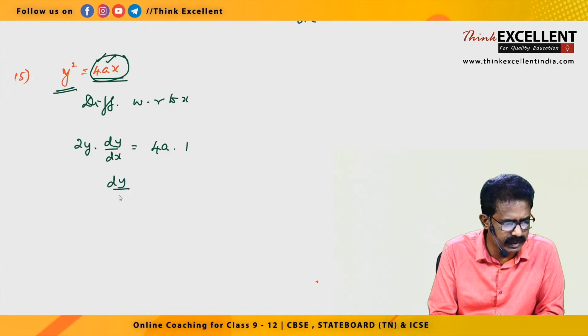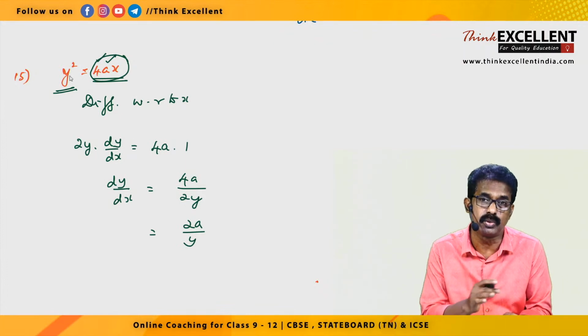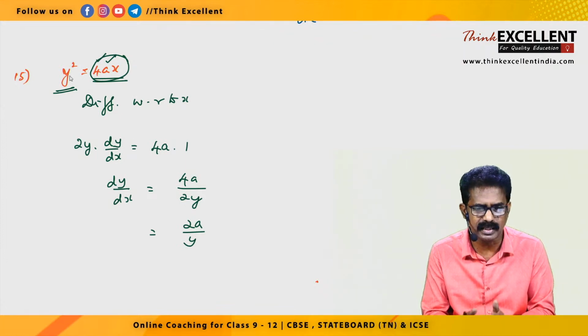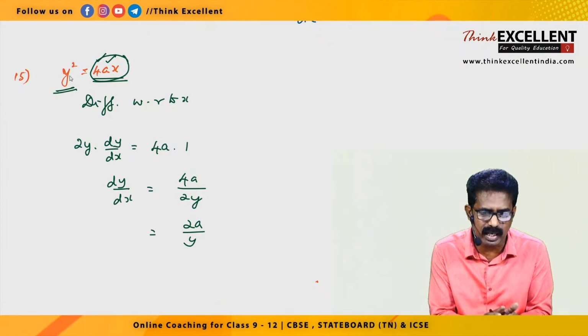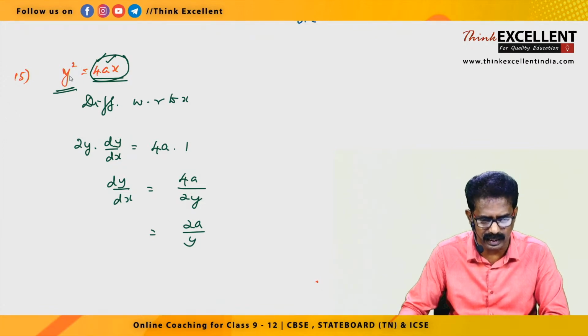So dy by dx is equal to, the 2y எங்க கொண்டு வந்துருங்க. அப்போ 4a by 2y. Then 2 2 you cancel. Your answer is 2a by y. So the first step, y square derivative 2y dy by dx. Right side 4ax, 4a constant, x derivative 1. From that you can find dy by dx.